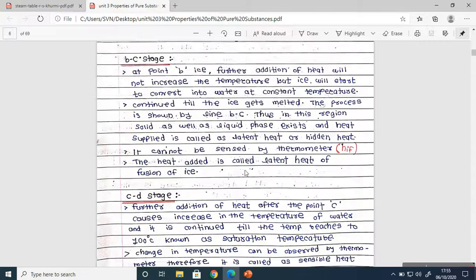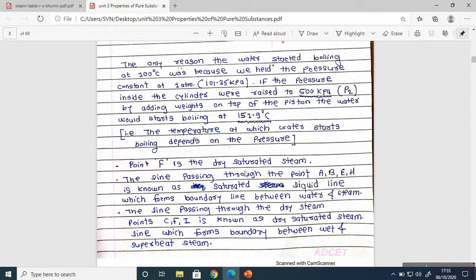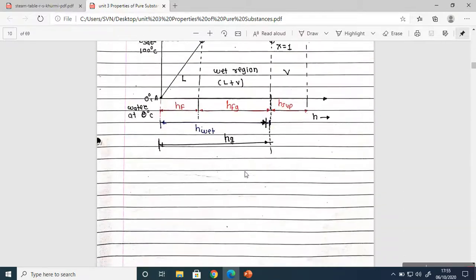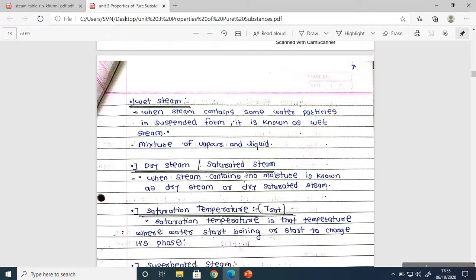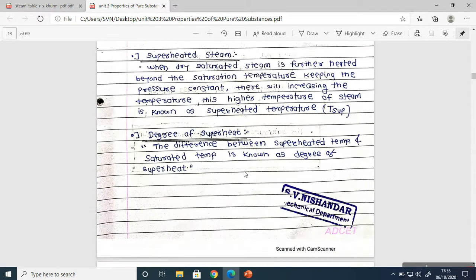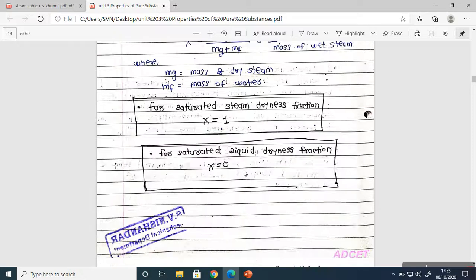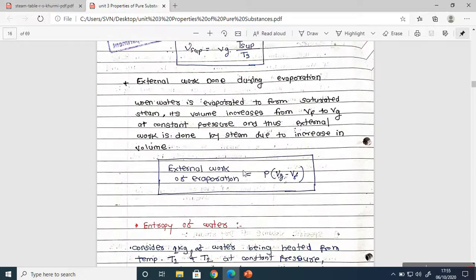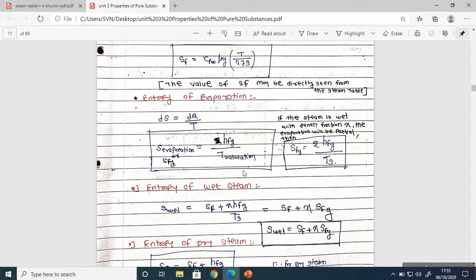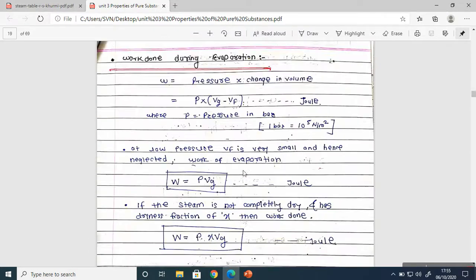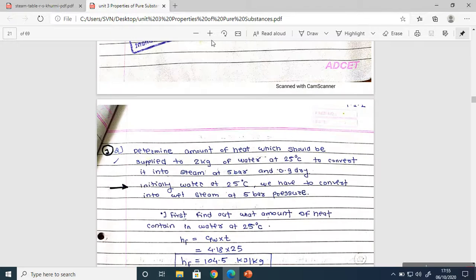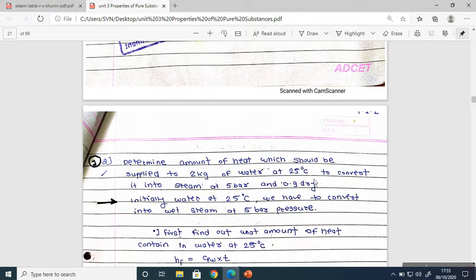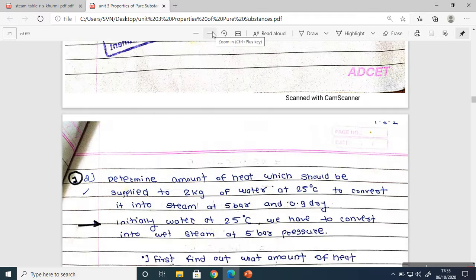We take the first numerical. Step by step, we are going to increase the difficulty and the variation in the numericals. So first I take the basic property I discussed, enthalpy. The first numerical is related to enthalpy. See here the first numerical.